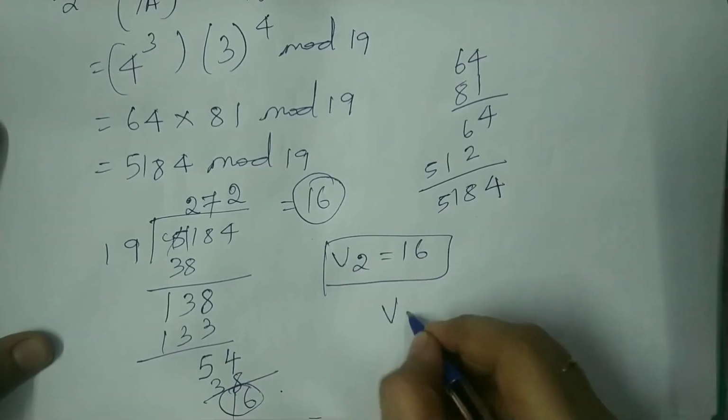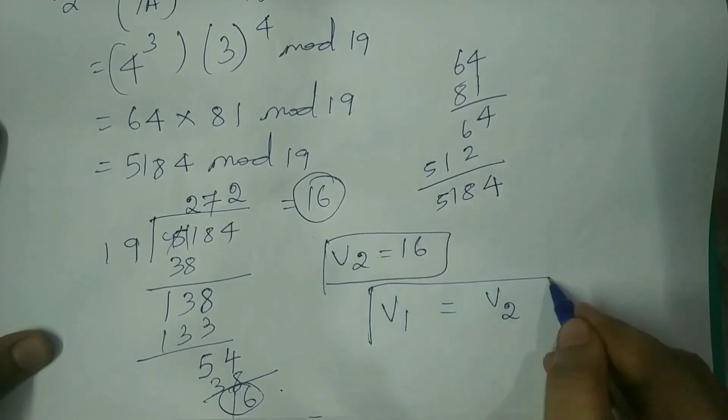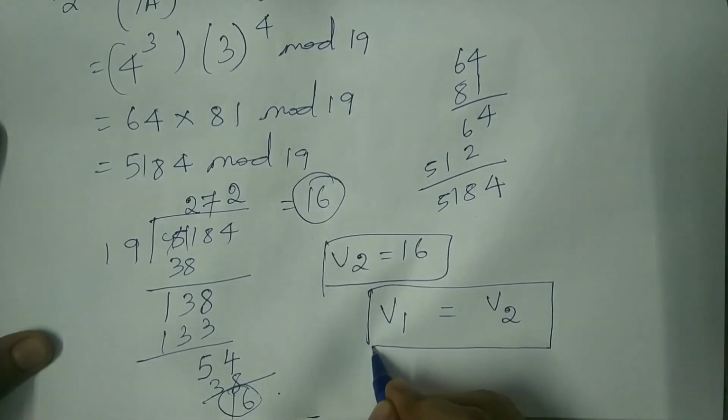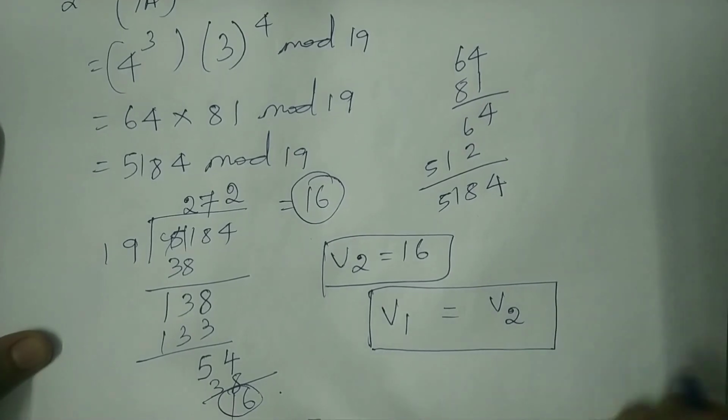The answer for V1 was also 16. The answer for V2 is also 16. Therefore V1 is equal to V2. Hence this signature pair is a valid one.